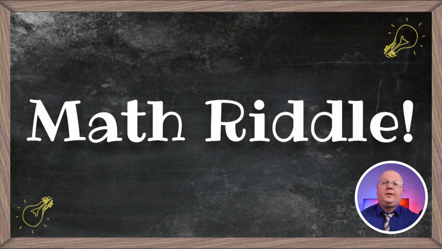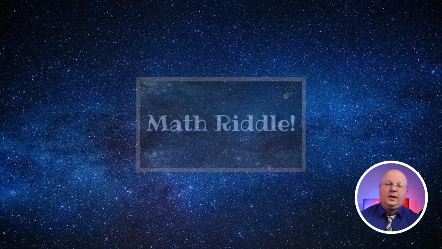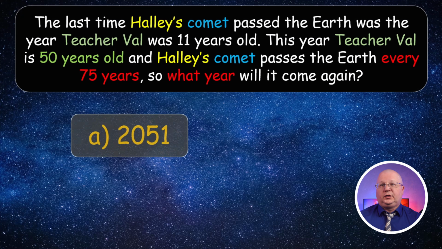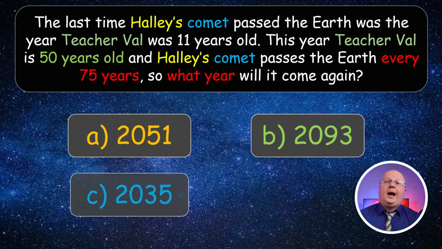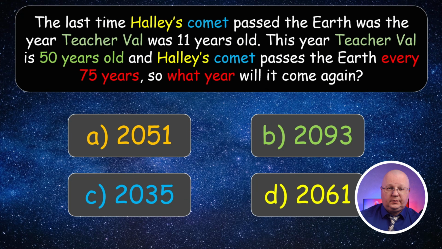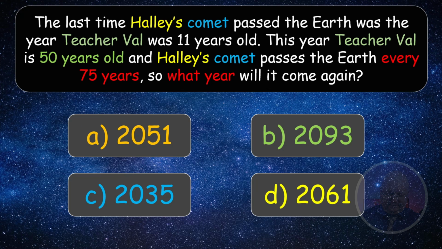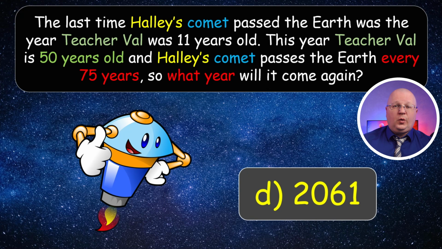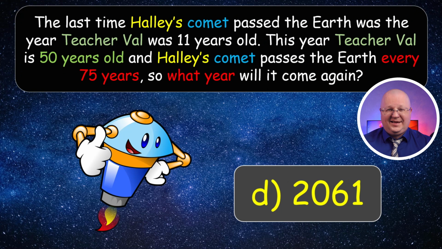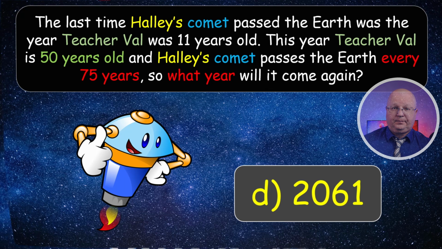Then here's a fun math riddle. The last time Halley's Comet passed Earth, I was 11 years old. Now I'm 50. Halley's Comet passes every 75 years. What year will it come again? The answer is 2061. Let your students guess and share how fast they can solve it.